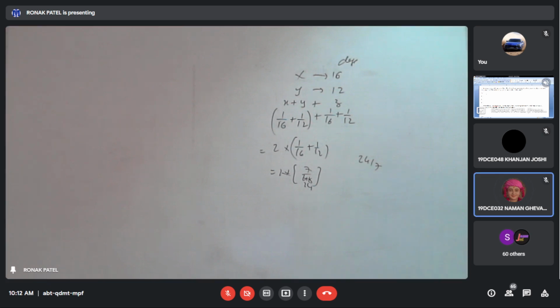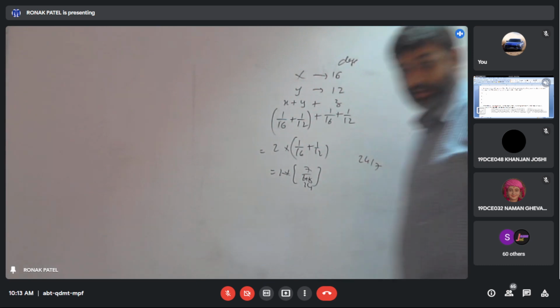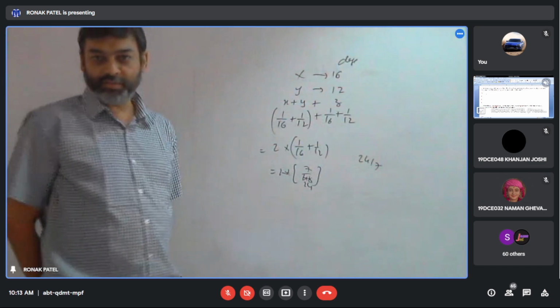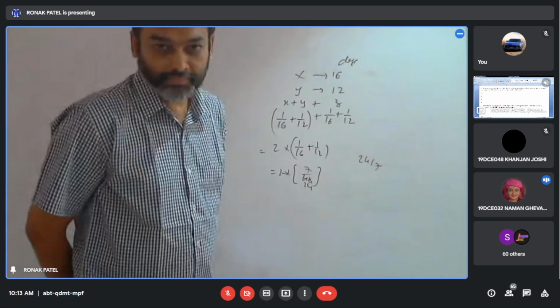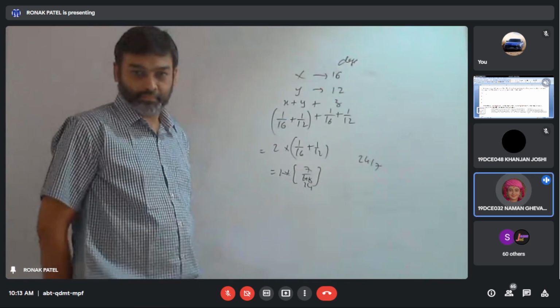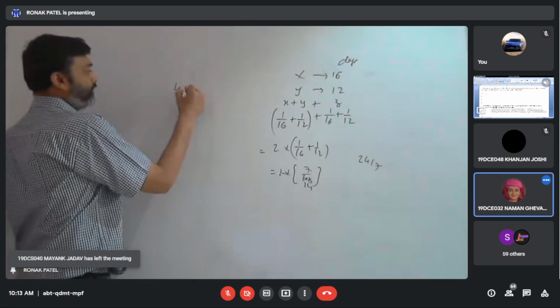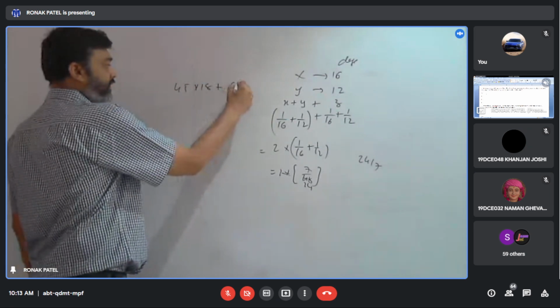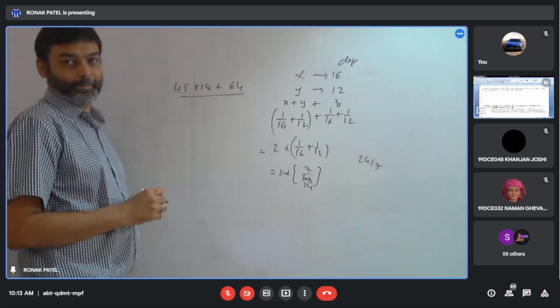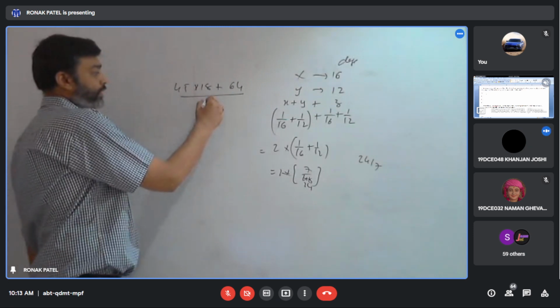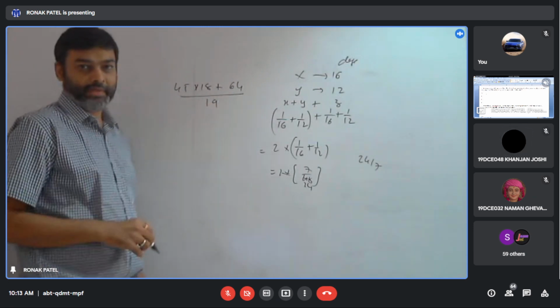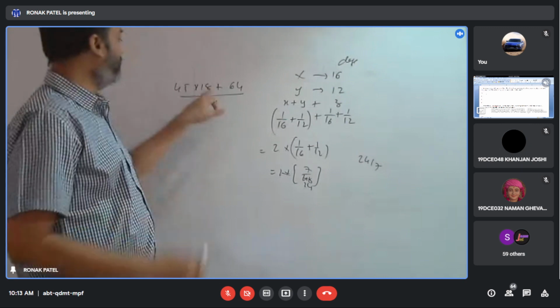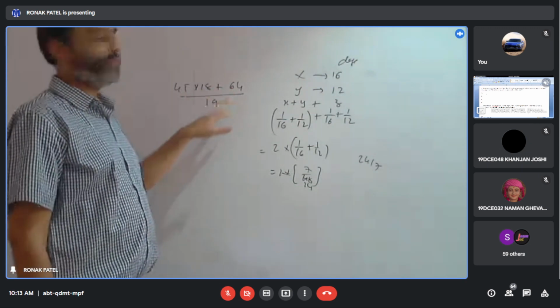Forty-six. 46. How did you get it? Very nice. How did you get 46? First finding the total weight of the given average and then adding. So 45 into 18 plus 64, right? And divided by 19. Also clear. Means there are 18 people, right? Plus 64 divided by 19.